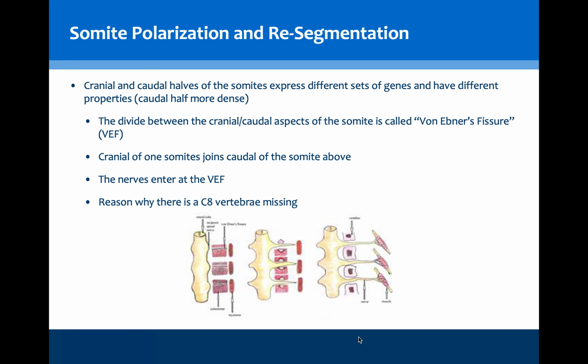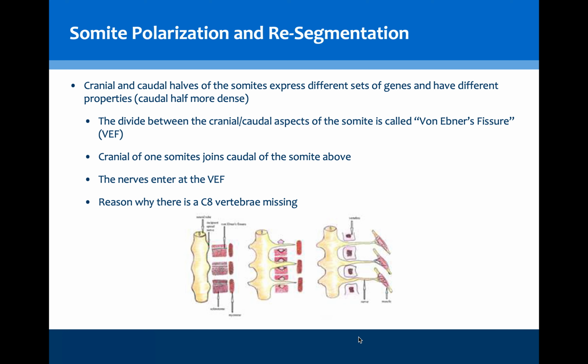Okay, and the reason for this is this process of somite polarization and re-segmentation, where effectively the cranial and caudal aspects of each somite express different sets of genes, and as a result have different cell densities. So the cranial aspect of one somite is going to adjoin with the caudal aspect of another, leaving behind this fissure, von Ebner's fissure, and it's along this groove that the nerve roots pass through.